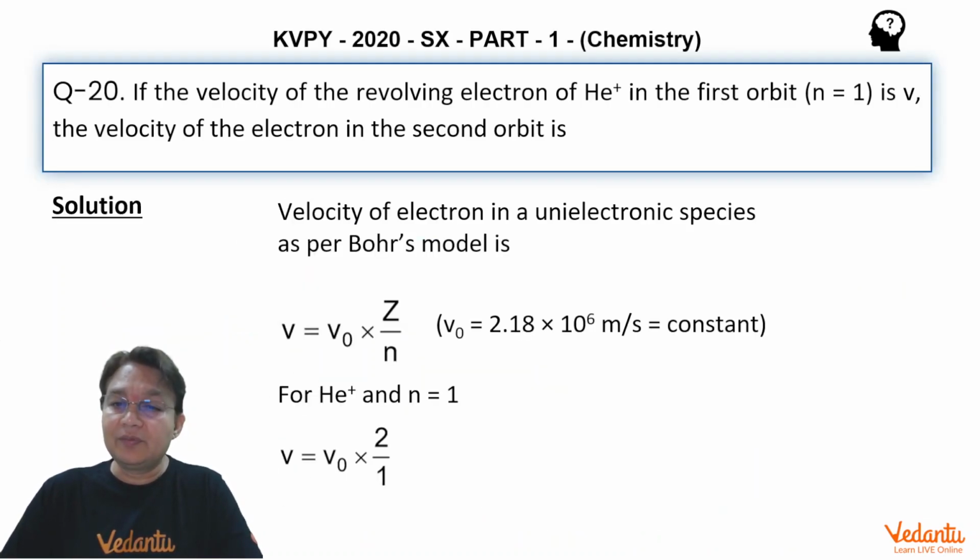Let's see what is there in the predicted solution. So V equals V naught into Z by N. And so of course, that's the answer.